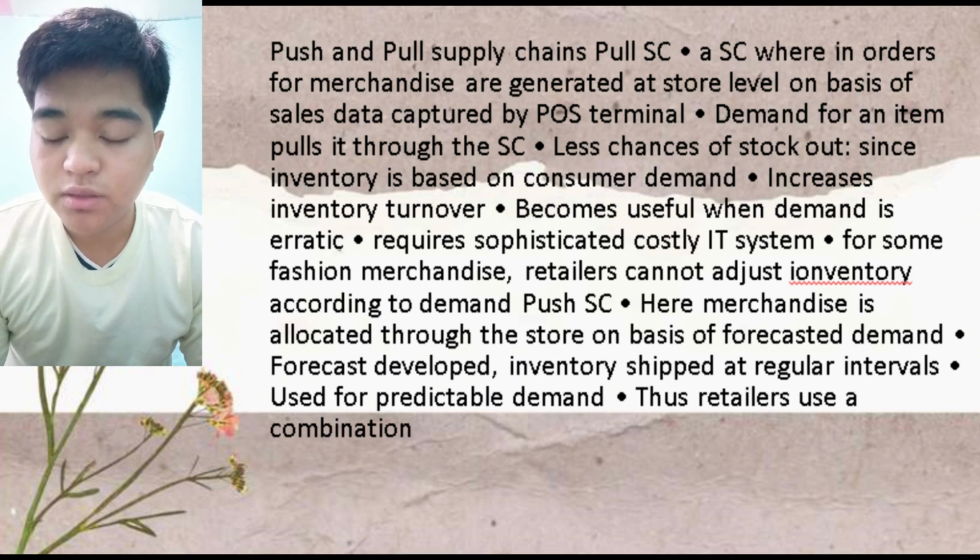For some fashion merchandise, retailers cannot adjust inventory according to demand. Push supply chain: merchandise is allocated to the stores on the basis of forecasted demand. Forecast-developed inventory is shipped at regular intervals. Used for predictable demand, though retailers use a combination.